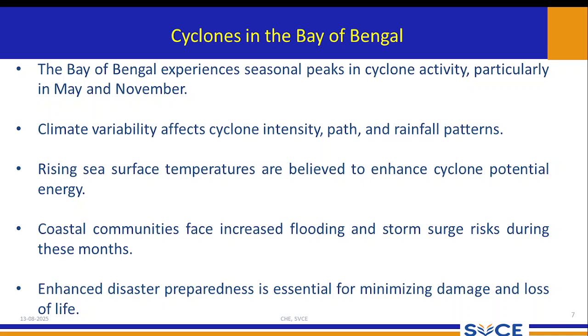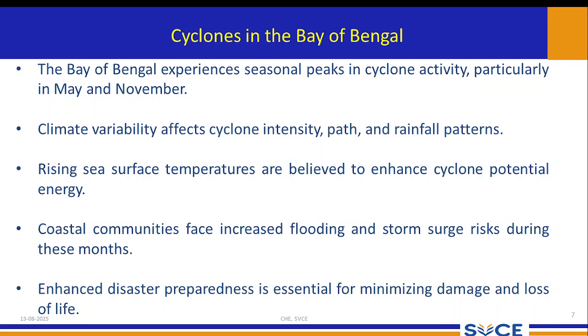Okay, so the Bay of Bengal experiences a seasonal peak in cyclone activity, particularly in May and November. Climate variability affects cyclone intensity, path, and rainfall pattern. Rising sea surface temperatures are believed to enhance the cyclone potential energy. Underline the words cyclone potential energy. So the potential of the cyclone increases.